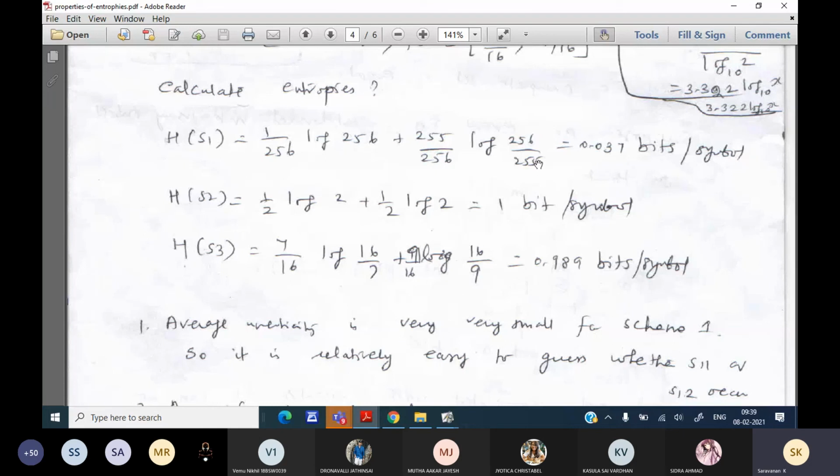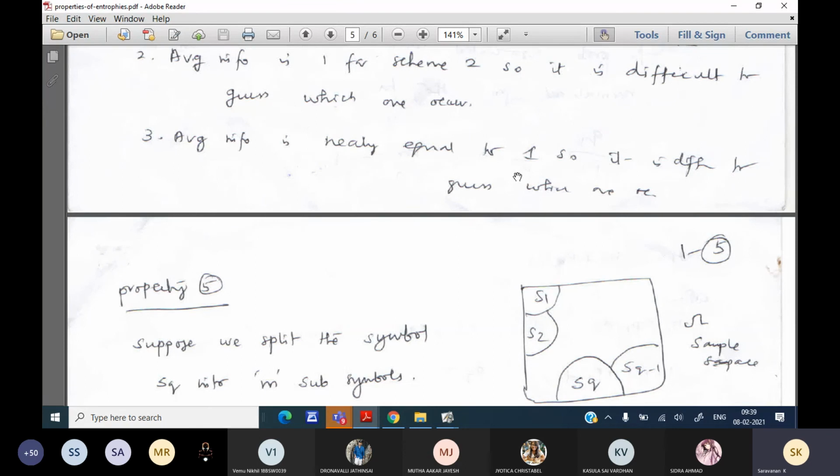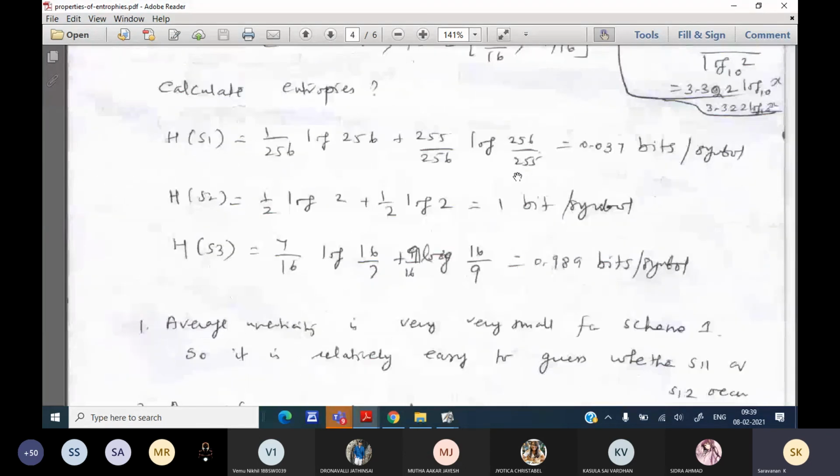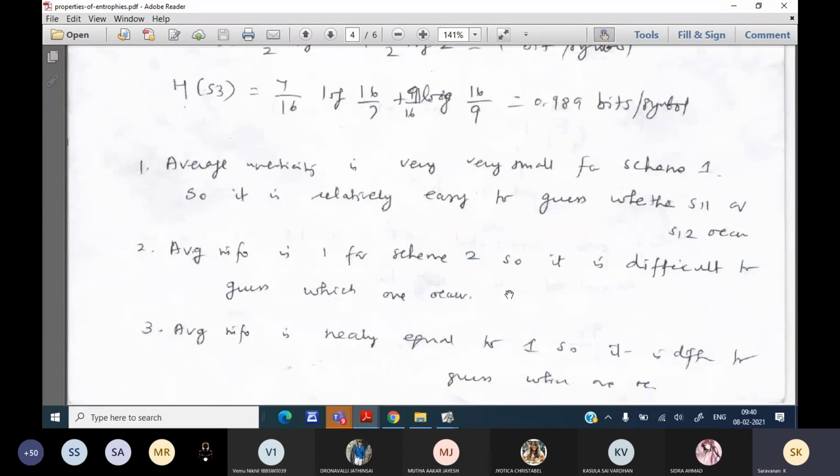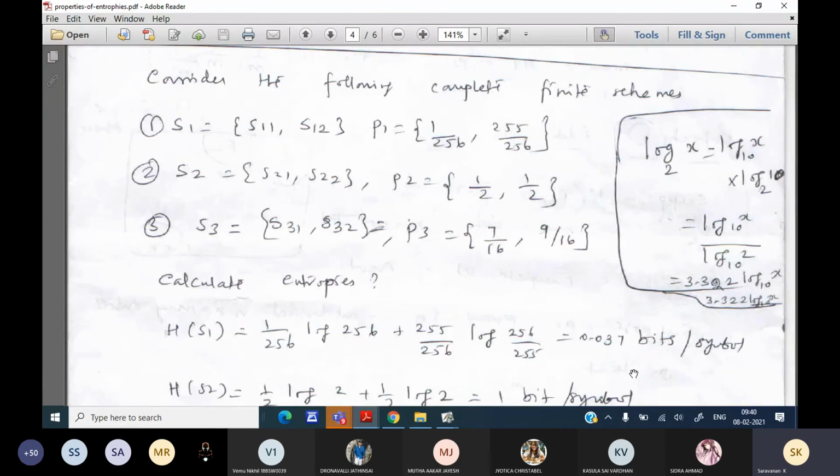So it is relatively easy to guess, okay? Because from the probability itself, we can say which event is going to occur. A large variation is there in the probability values, right? 1 by 256 and 255 by 256. So you can say which event is going to occur. For the third one, average information is nearly equal to 1. If you compare the probabilities, this is 7 by 16 and 9 by 16, more or less equal.